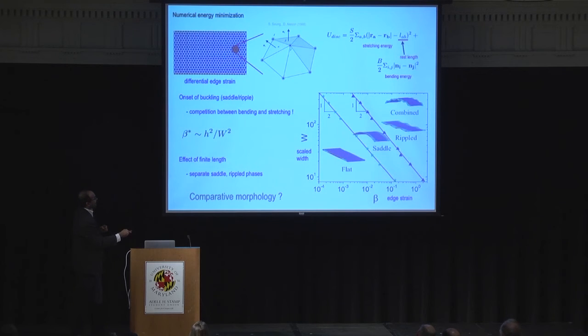So if I'm a very narrow blade, so W is small, if beta is small, it remains flat. I have to make the blade wider and wider in order for the edges not to talk to each other before it switches from flat to the saddle. While if I want to increase the strain, I'm going to move in the horizontal direction. As the edges grow more and more, for whatever width I have, I switch from something which is straight to something which is saddled, and eventually from saddled to rippled. And there are calculations that you can do which tell you where the boundaries between these different phases are.